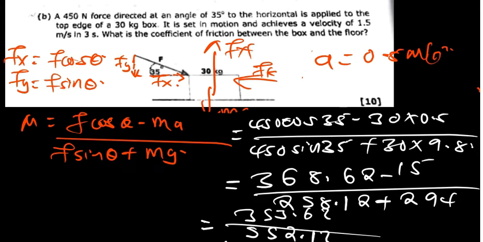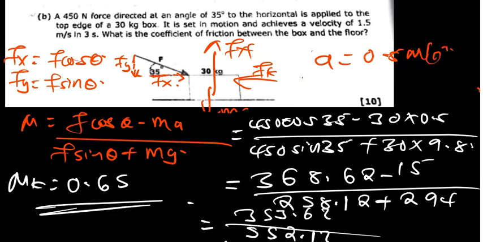So this down here is giving me 552.12. Now let's see. So our mu k in this case is going to be 353.62 divided by 552.12. So this is giving me 0.65 as our coefficient of friction. So that is it for this question.